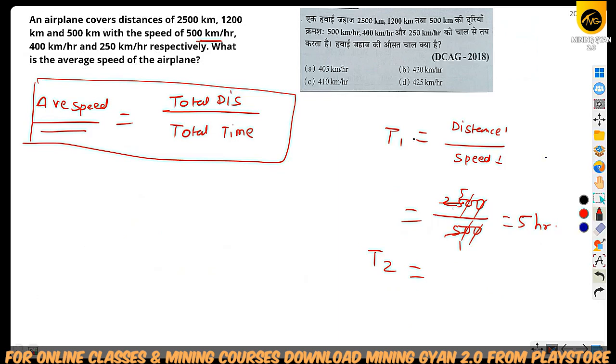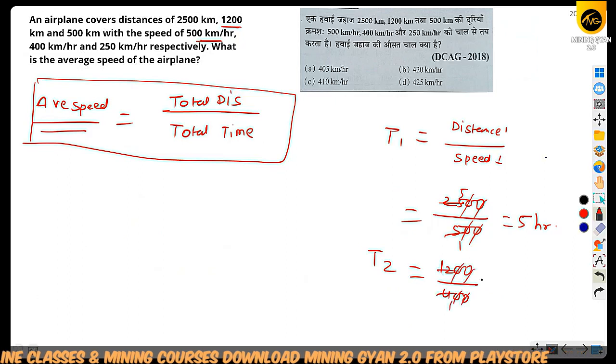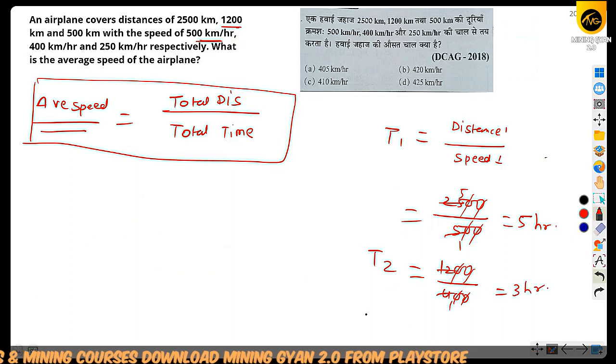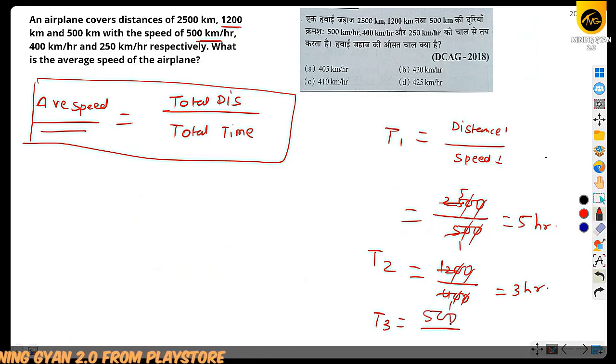Now T2 will be distance 2 divided by speed 2. Distance 2 is 1200 kilometers, divided by speed 2, that is 400 kilometer per hour. So zero cancels and 4 into 3 is 12. It will be 3 hours. Now time 3 is the last distance, that is 500 kilometer, divided by the last speed, that is 250 kilometer per hour. So 250 into 2 is 500, that means 2 hours.